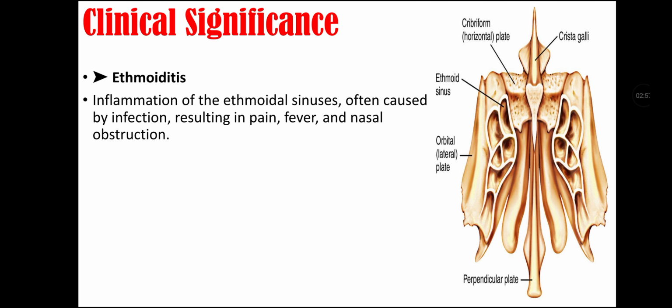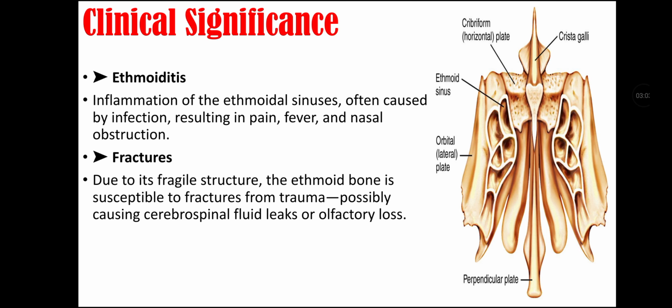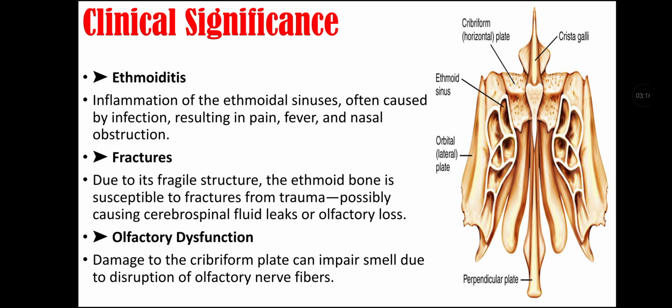Further, in clinical significance, there may be ethmoiditis, that is, inflammation of the ethmoidal sinuses, often caused by infection, resulting in pain, fever, and nasal obstruction. There may be fractures of ethmoid bone due to its fragile structure. Ethmoid bone is susceptible to fractures from trauma, possibly causing CSF leakage or olfactory loss. Next, there may be olfactory dysfunction, that is, damage to the cribriform plate that can impair smell due to disruption of olfactory nerve fibers.